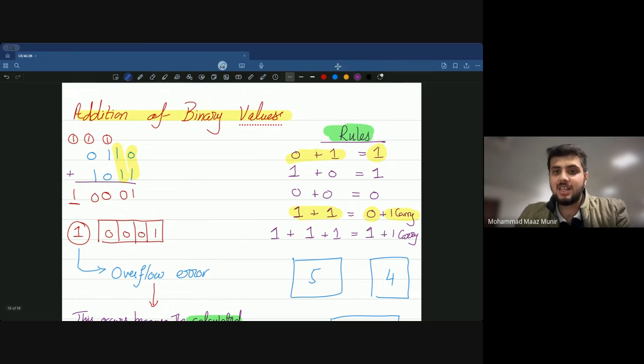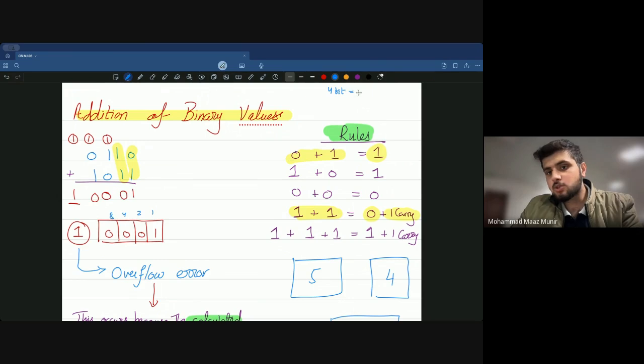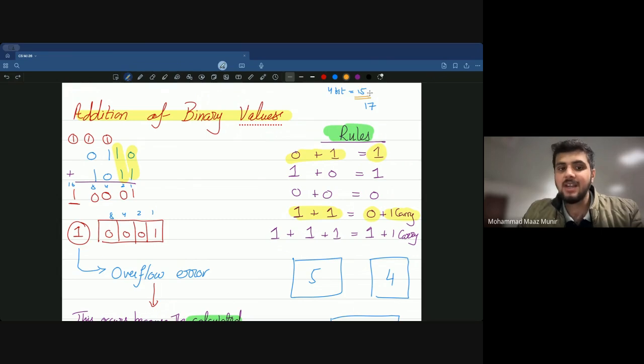It can also be seen another way: if I have a 4-bit register, it can store 1, 2, 4, 8. If all of them are 1, 1, 1, 1, this means a 4-bit register can store a maximum of 15 in denary. But if I add this and count this, it is going to be 1, 2, 4, 8, 16. 16 plus 1 is 17. So I want to accommodate 17, but the register can store a maximum of 15. Now how can I store 17 within 15? That's not possible, so it results in an overflow error.